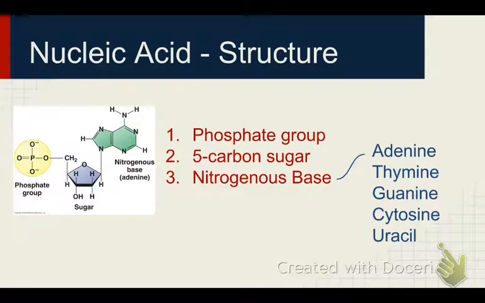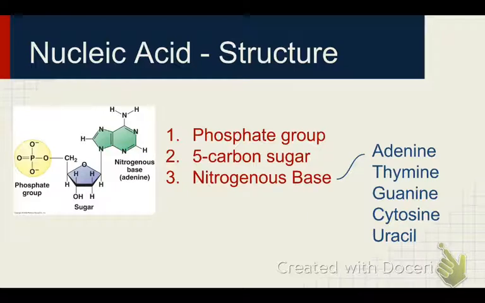So the next part of your structure, and you do need to list these, is your phosphate group, your 5-carbon sugar, and your nitrogenous base. Make sure you have all 3 of those down. I would pause here, make sure you have this down, including next to your nitrogenous base. I do want you to have all 5 of those written down as well.